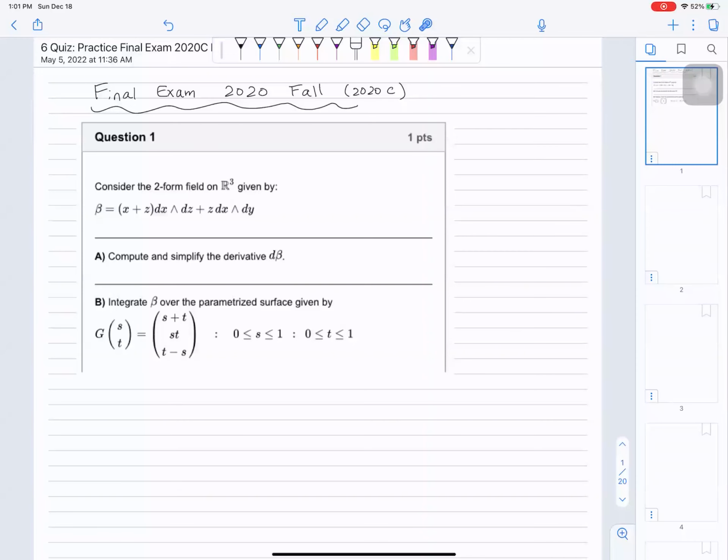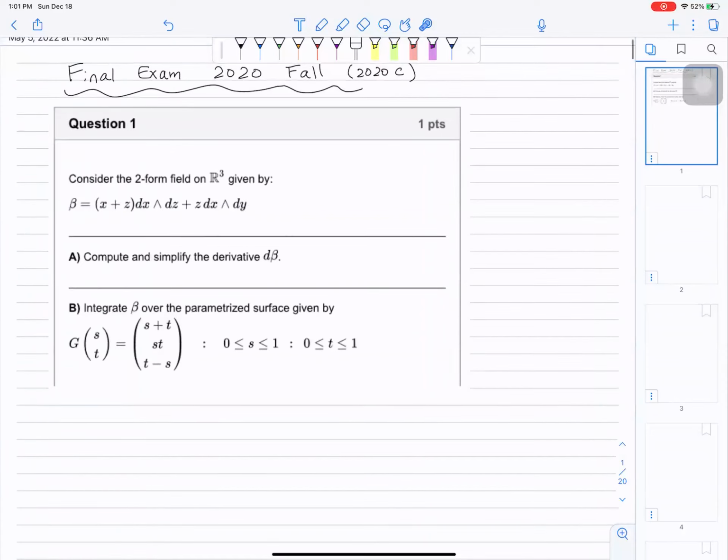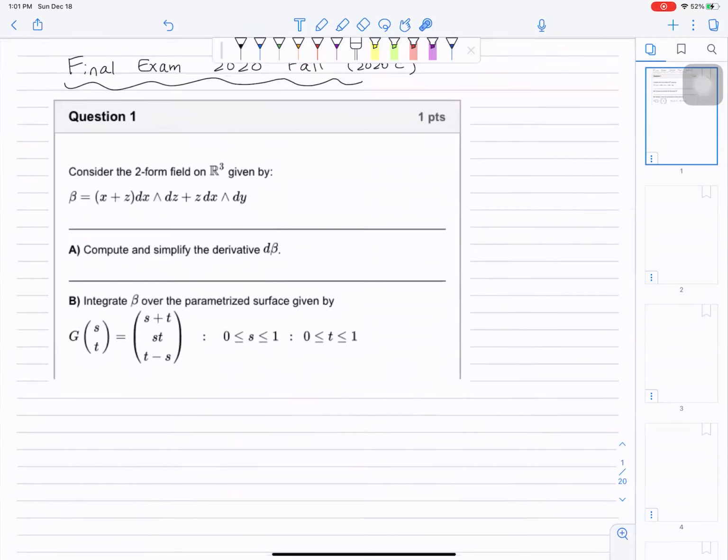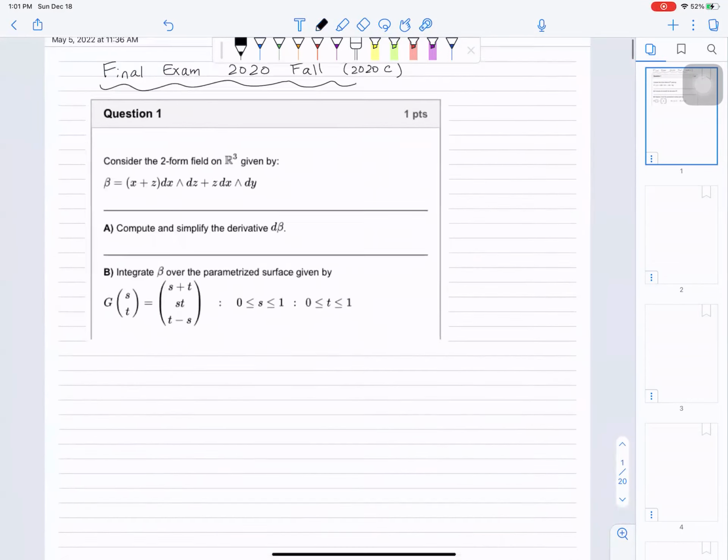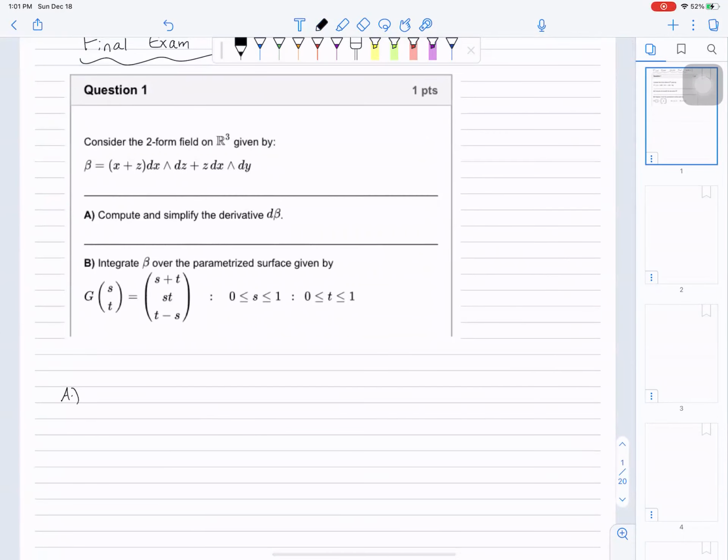Okay, so this is a review session going over the practice final exam 2020 fall. Okay, first question says consider the two-form field on R3 given by beta is that, and part A says compute and simplify dB. Okay, so we can take the derivative directly.